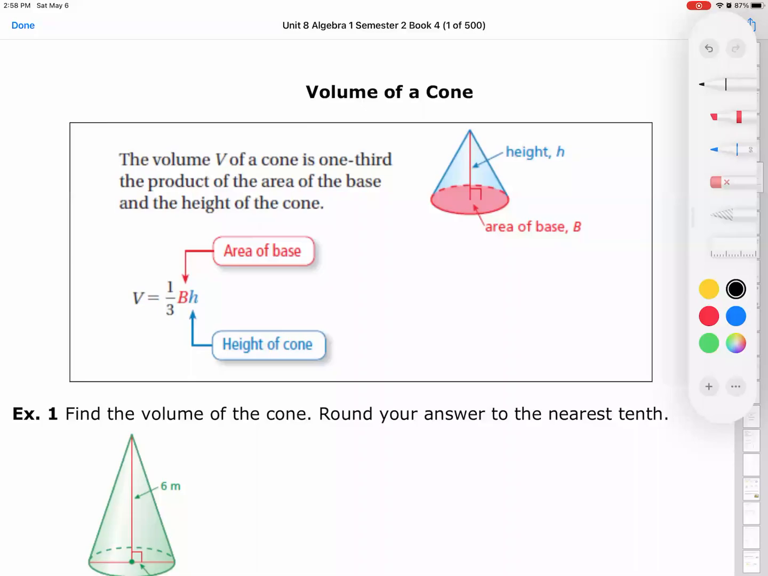All right, here we are at our 8.5 notes continued. Here we're just looking at the volume of a cone.